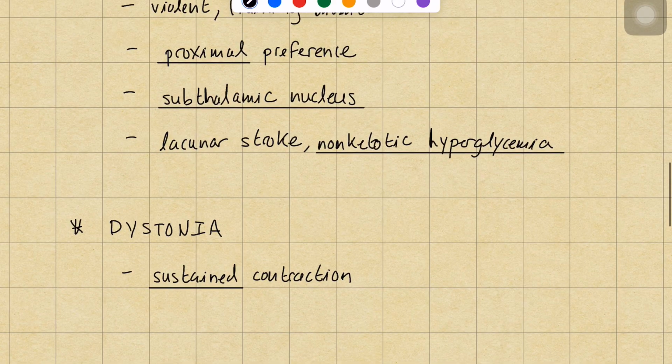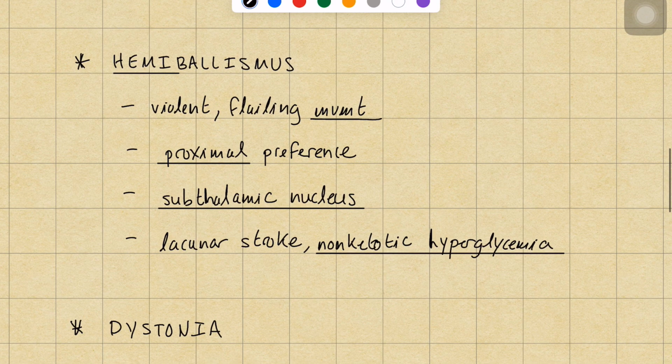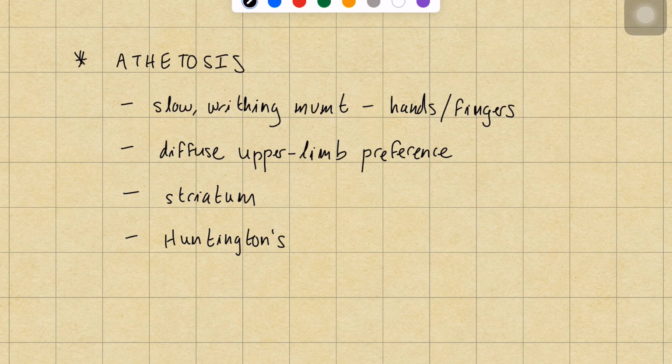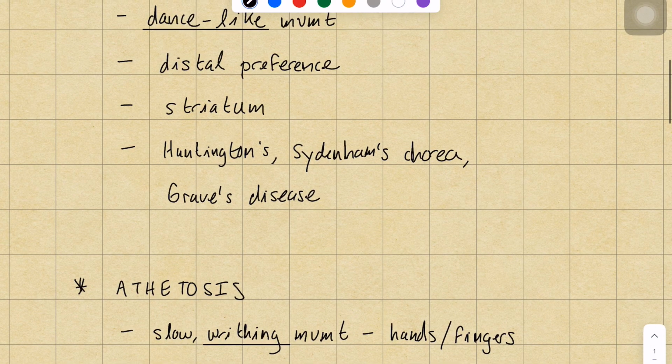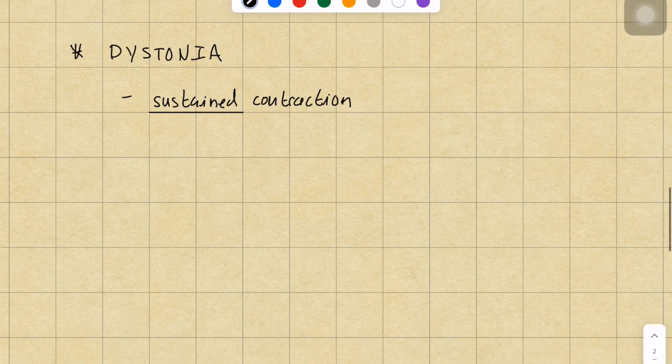And notice that we've now moved away from complex movements, right? So notice that hemiballismus is a complex movement. Your entire arm will flail out, right? And that involves the activation and contraction of multiple different muscle groups. You'll also see that athetosis is that writhing movement. It's a complex movement involving contraction and rotation around joints. And then chorea is a dance-like movement. It's also a very complex movement. But with dystonia, we're now starting to move away from those complex movements to kind of simpler muscle contractions.